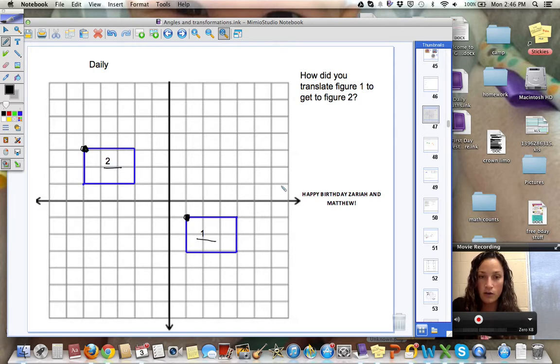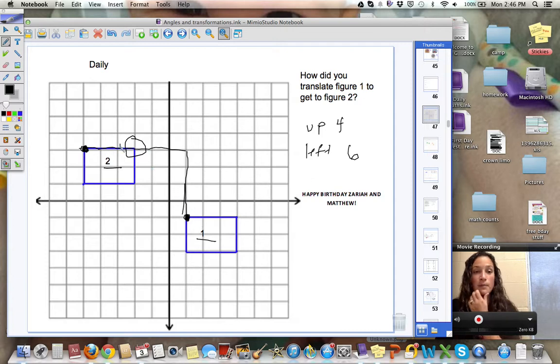So I will have to go up 1, 2, 3, 4. So I could say I go up 4. Then I would go left, 1, 2, 3, 4, 5, 6. Some of you were just going from here to this point, but they are not the same point. This point goes with that point. Make sure you line up the exact points. So this one would be up 4, left 6.